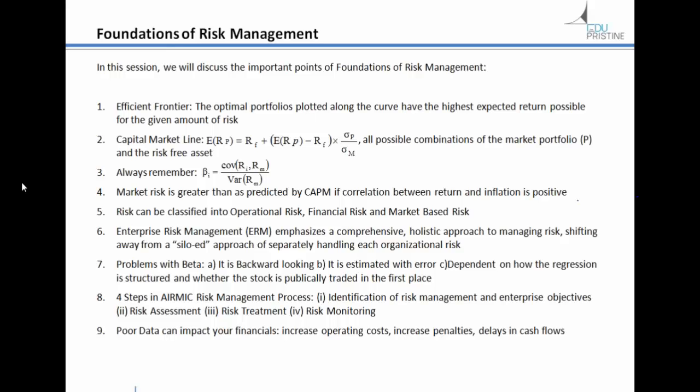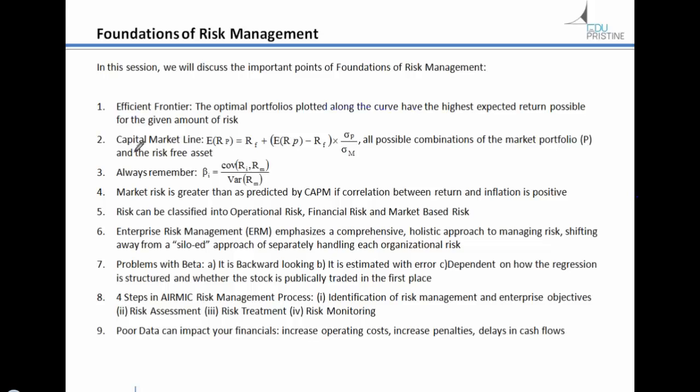Take the efficient frontier. It is the optimal portfolio plotted along the curve that has the highest expected return possible for a given amount of risk. So whenever you see a question on the efficient frontier, first of all just draw the graph. Draw the efficient frontier. On the y-axis you have the returns, and on the x-axis you have the risk, or what you call the volatility or the standard deviation. I'll take it point by point.